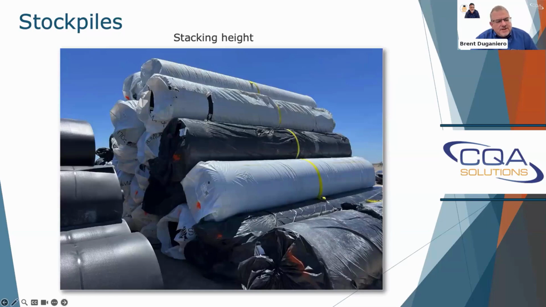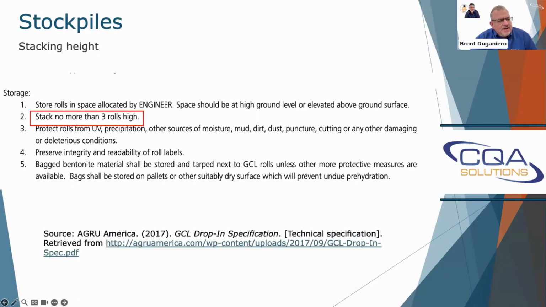This photo here shows GCL stacked, and they're 5 rolls high. So yeah, that might be a situation where we might have a safety concern. This is an example of Agru's GCL drop-in specs, and it says stack no more than 3 rolls high. Now that may be due to a concern for quality. GCL, you don't want to crush the material, and we don't want to crush the core. But also, we don't want to stack them so high that they pose a risk of shifting. I mean, it's heavy material.